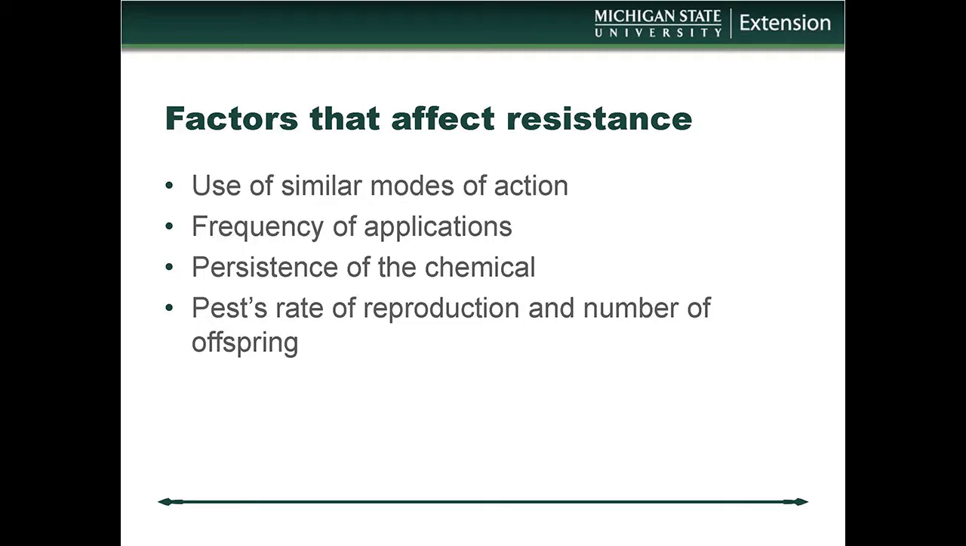So the factors that affect resistance development include use of similar modes of action, the frequency of application, so how often am I putting this on, the persistence of the chemical in the environment, is it a long residual period that it's present, and the pest rate of reproduction and number of offspring. So this is really kind of the lottery system we're talking about here with pesticide resistance development. So the more offspring we have, the more chance that we have that low rate of natural mutation is met and we get that offspring that's resistant.